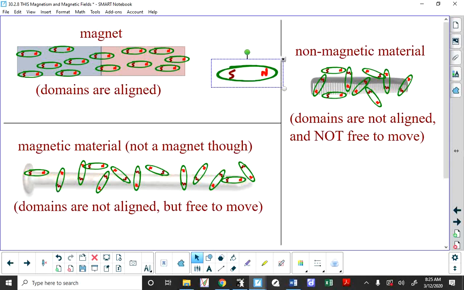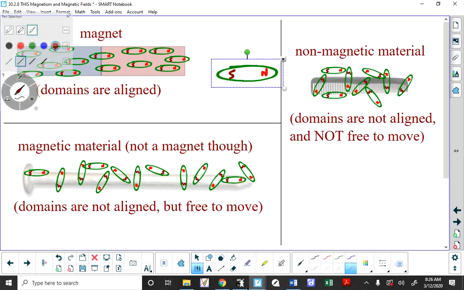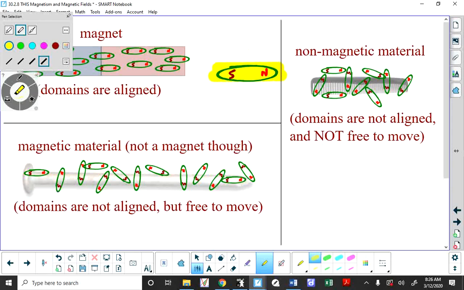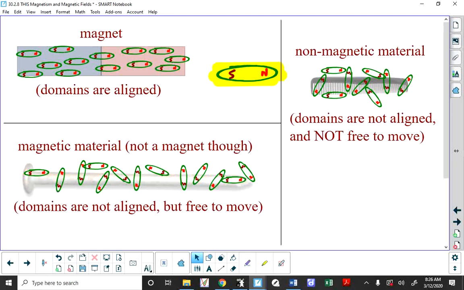I've only drawn inside of the magnet maybe 10 or 12 of these, and that certainly doesn't do it justice. There could be maybe millions of these little tiny microscopic magnets or magnetic domains. But each of the domains has a north and a south pole. And as a result of each domain having a north and a south pole, the magnet itself ends up having a north and a south pole.